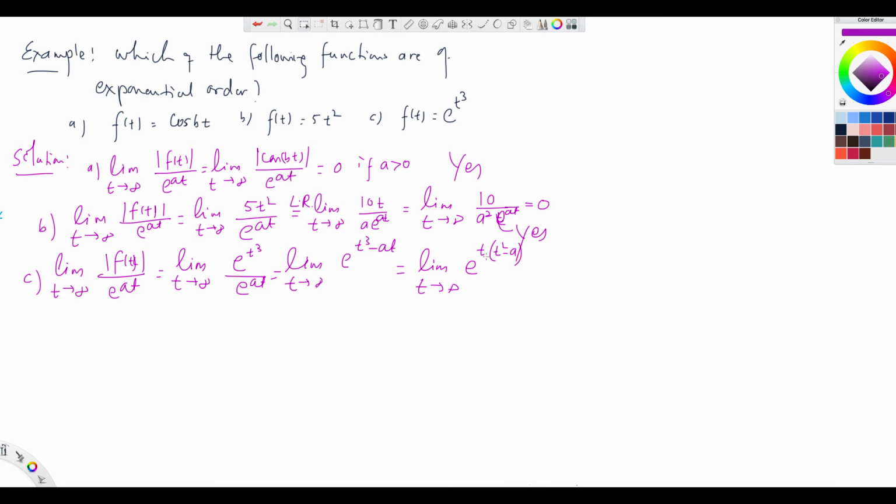You see that? So when t tends to infinity, what happens to this? This basically goes to infinity because a is finite. So this goes to infinity, and so this will become infinity basically. E to the infinity is infinity, right? So it is not a function of exponential order.